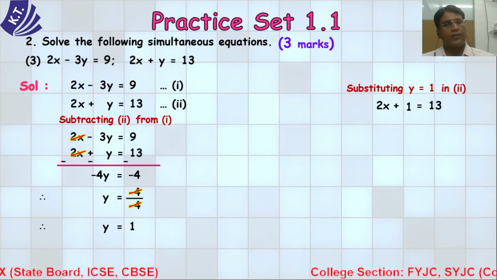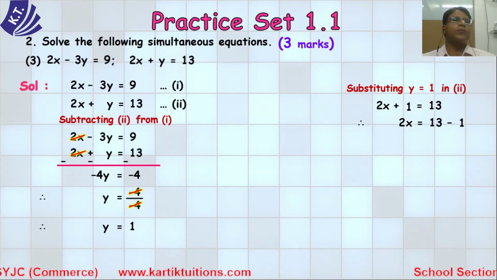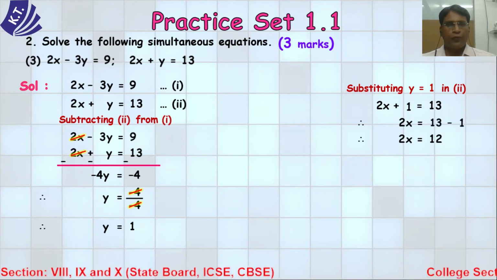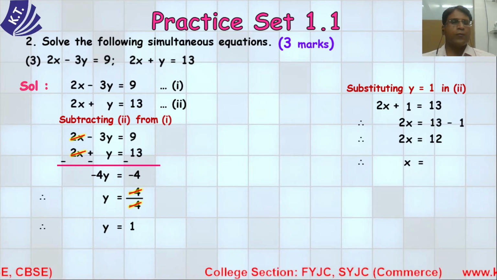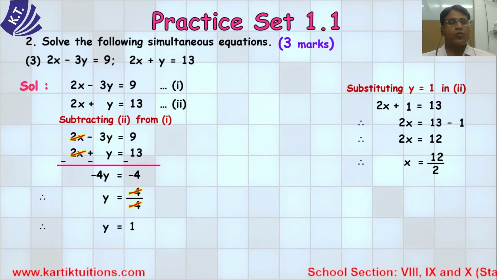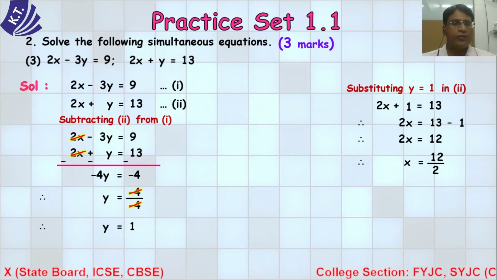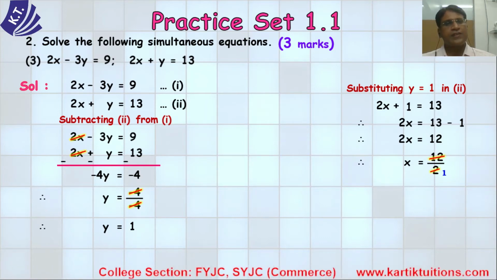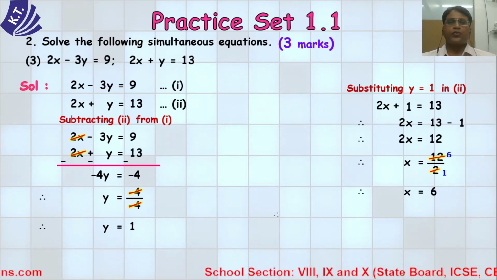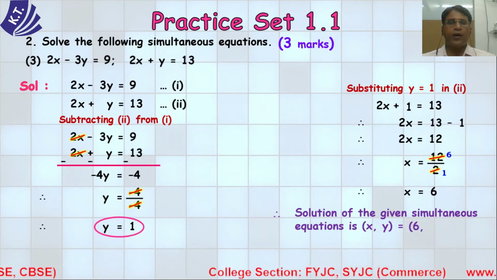Now I will shift 1 on that side of equal to sign. It becomes 2x is equals to 13 minus 1. Therefore, 2x is equals to 12. So therefore, x is equals to what? It is 12 upon 2. Why upon 2? Because 2x, that means 2 is in multiplication with the variable. So when 2 will shift on that side of equal to sign, it will go for division. So 2 sixes are 12. So the x value we get it as 6. Now we'll write the answer in statement form. So the solution of given simultaneous equation is what? It is 6, comma 1.